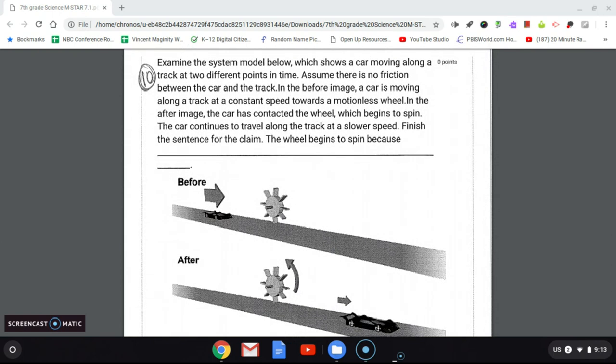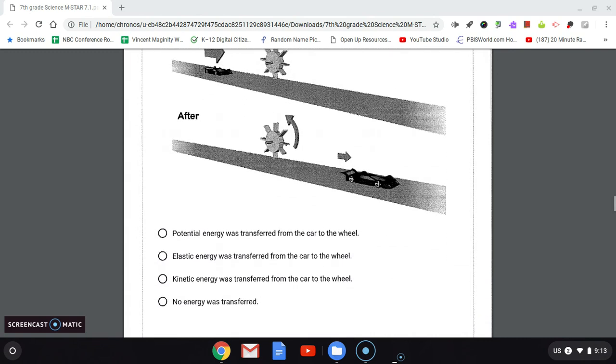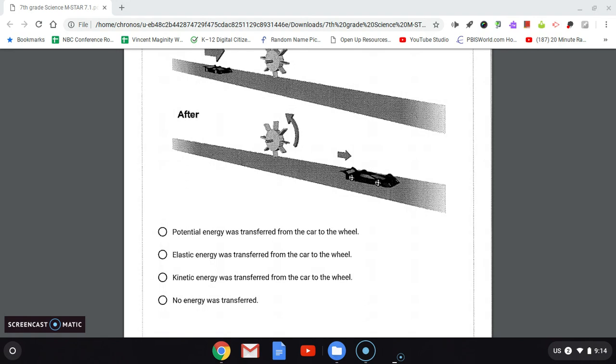Number 10, examine the system model below, which shows a car moving along a track at 2 different points in time. Assume there is no friction between the car and the track. In the before image, a car is moving along the track at a constant speed towards a motionless wheel. In the after image, the car has contacted the wheel, which begins to spin. The car continues to travel along the track at a slower speed. Finish the sentence for the claim. The wheel begins to spin because potential energy is transferred from the car to the wheel. Elastic energy was transferred from the car to the wheel. Kinetic energy was transferred from the car to the wheel, or no energy was transferred.